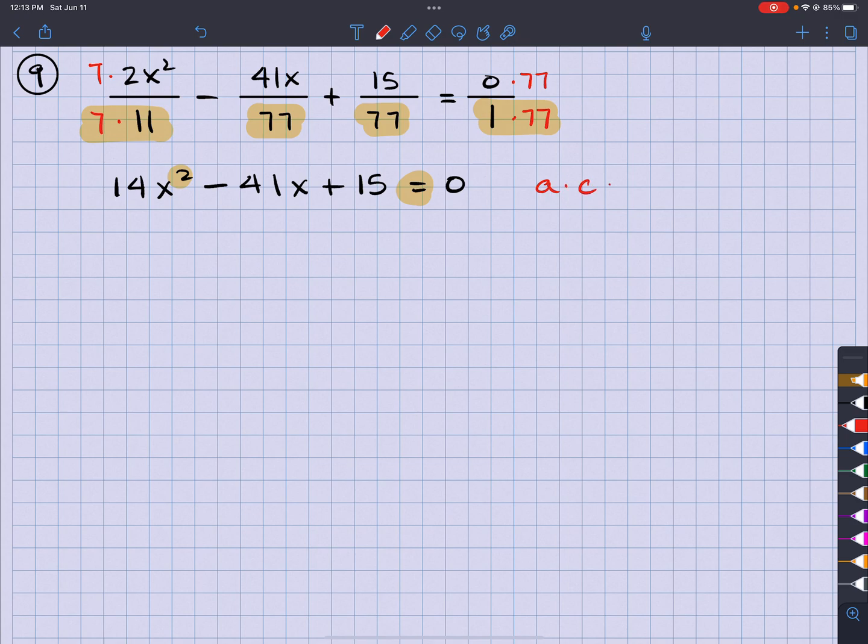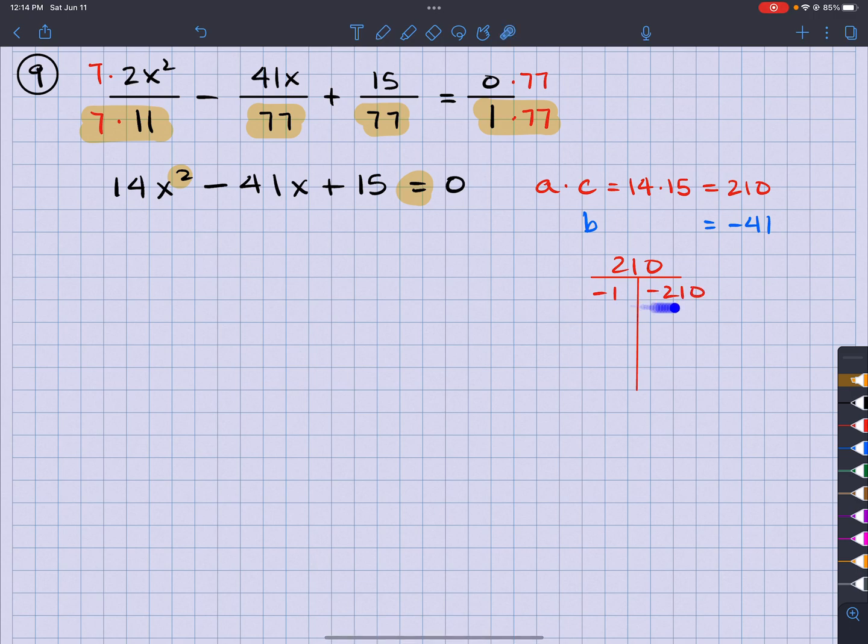So here, A times C is equal to 14 times 15, which is going to give me 210. And B is going to give me a negative 41. So instead of typing on the calculator like a madman, I'm just going to write down 210 here, and I'm going to go ahead and make a table. So I need to multiply 2 numbers to give me positive 210, but when I add them, it has to come out to be a negative number. So which means that I need both numbers to be negative.